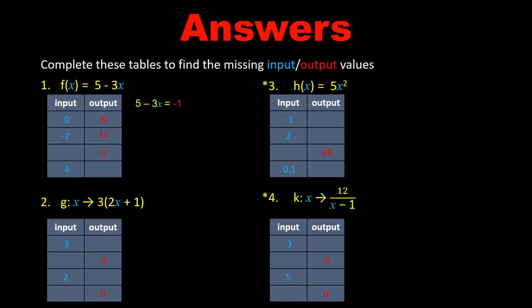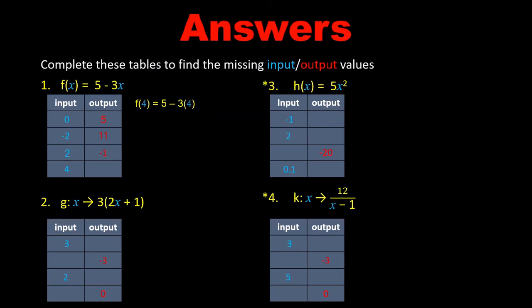Rearranging that to get x on its own, subtract the 5, divide by the negative 3, x would be 2. So my input value is 2 when my output value is negative 1. You could check that by substituting 2 into that function. You'll see you get an output value of negative 1.